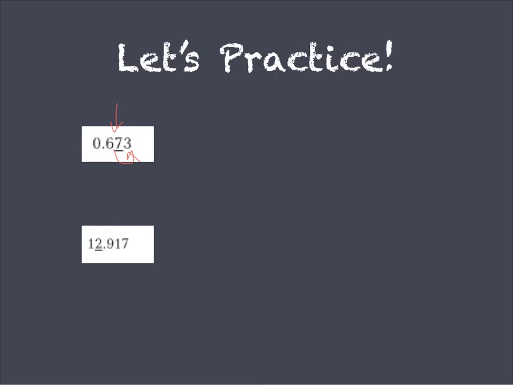So I look behind the 7 and I see that there is a 3 there. So that means that it is lower than 5, lower than 4 actually, and I'm going to drop it off and keep the 7 the same. So this number would then be changed to 67 hundredths.